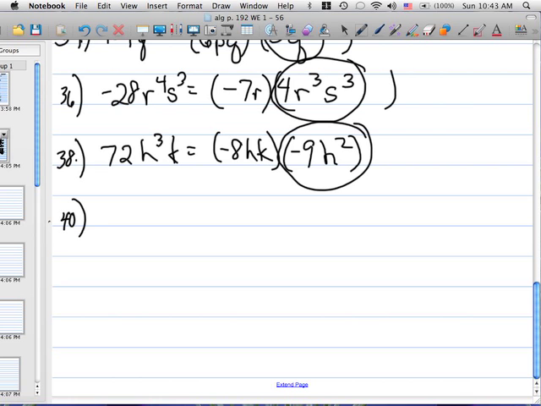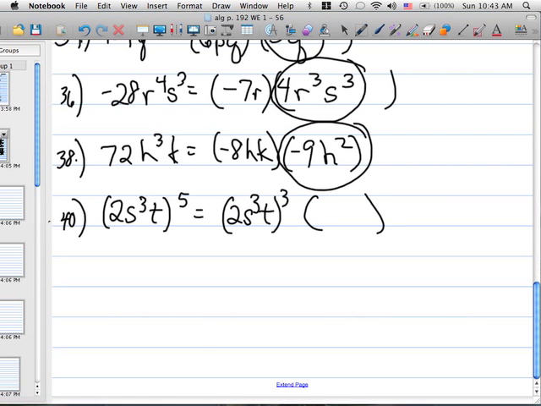Problem number 40. 2s cubed t taken to the 5th is equal to the factor 2s cubed t taken to the 3rd, and we're trying to find the missing one. This involves some work because we have to take the power of this. So this is going to be 2 to the 5th power, which is 32, s to the 15th, t to the 5th. And this becomes taking everything inside to the 3rd power. 2 to the 3rd power is 8, s to the 9th, multiply your exponents, t to the 3rd. So what we're missing, 8 goes into 32, 4.